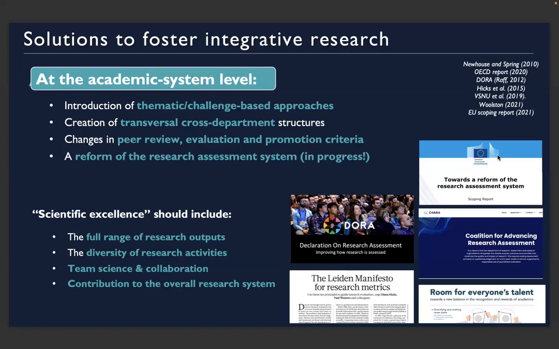We should not be assessed only in terms of publications. All the scientific excellence should include the full range of research outputs, so not just publications, but data, software, best practices development, etc. Also, the diversity in all research activities should be valued. So, for example, training, which is very important, teaching, very important also, and team science and collaboration should be more valued. And last but not least, the contribution to the overall research system.